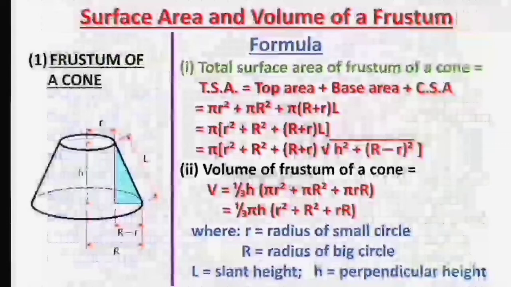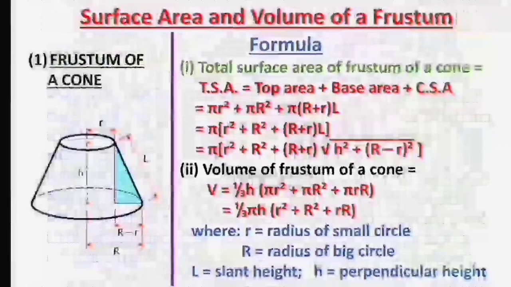For the volume of the frustum of a cone, the formula is 1/3 times the perpendicular height into pi r squared plus pi R squared plus pi r times R. This can factorize into 1/3 pi h in brackets r squared plus R squared plus r times R.